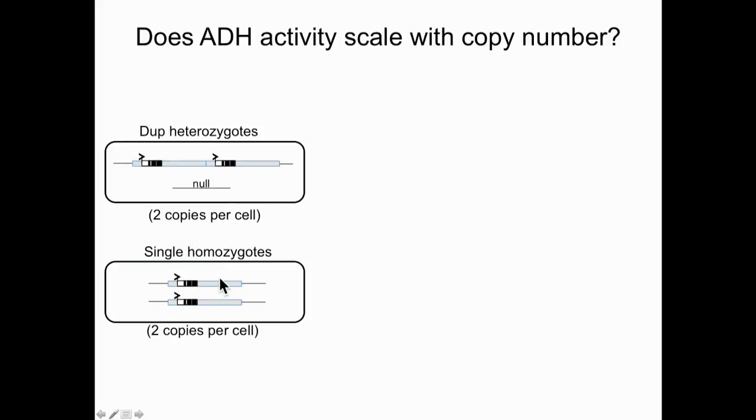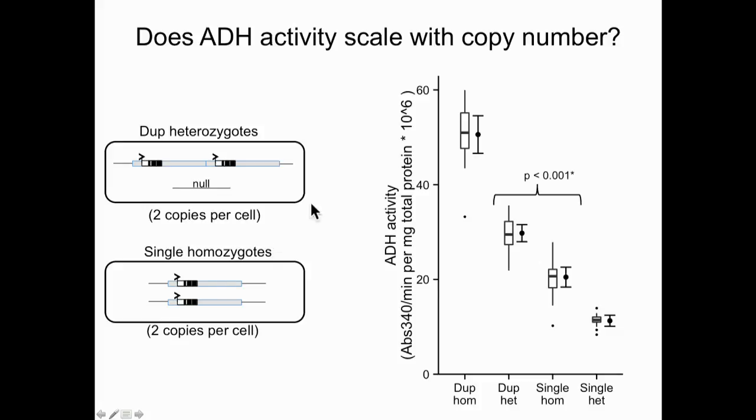And I did a cross, so you end up with 4 genotypes actually, but the important thing are the 2 in the middle. And you can see that the duplicate heterozygotes do have a significantly greater enzyme activity than the singleton homozygotes. Same copy per cell, but the duplicate configuration is giving you the excess. And what that suggests is it's the structure of this gene that's giving you the excess. And so it's something at the DNA level.